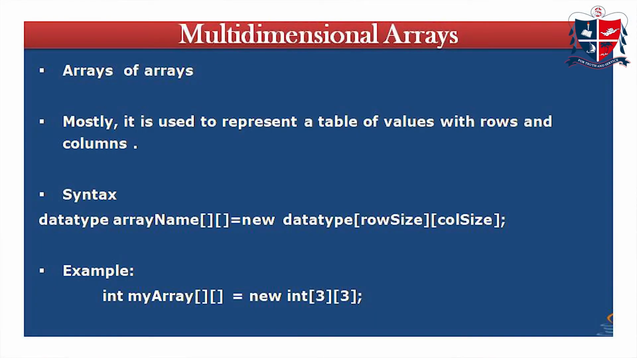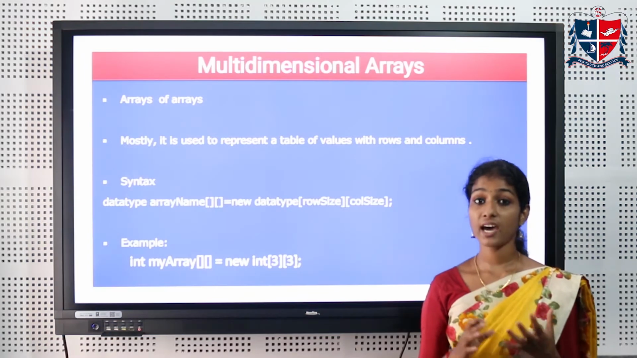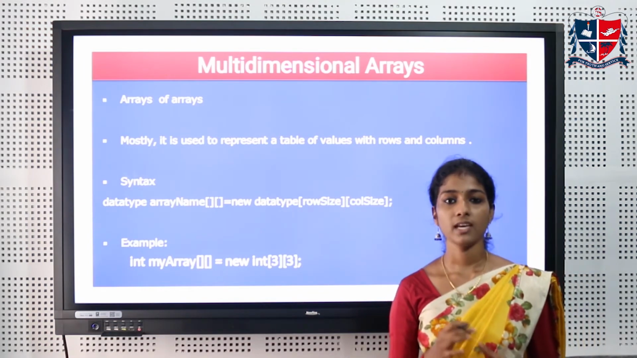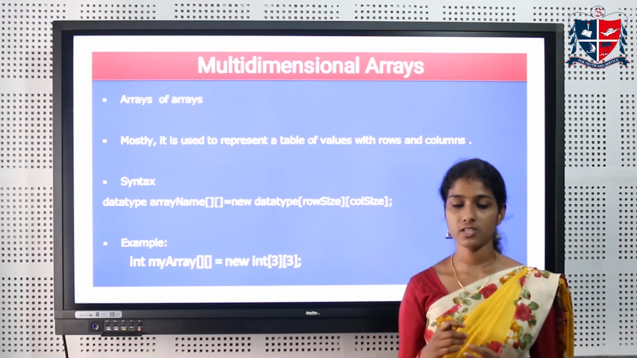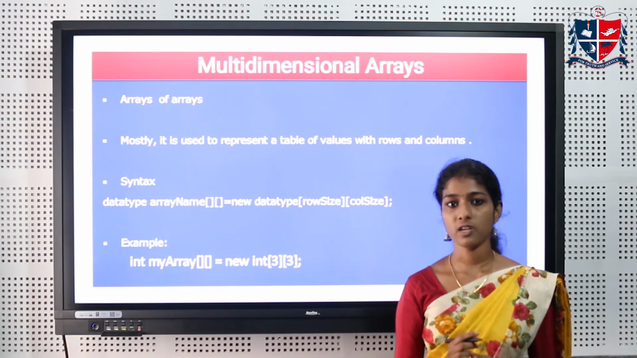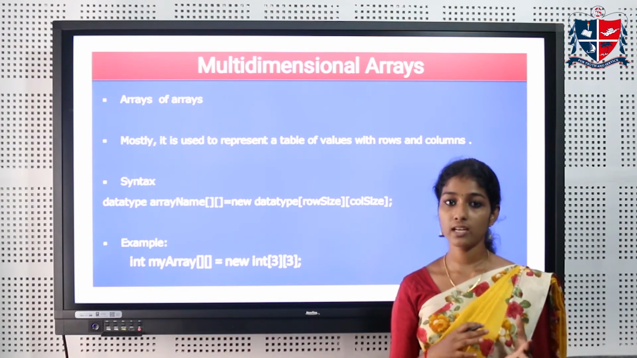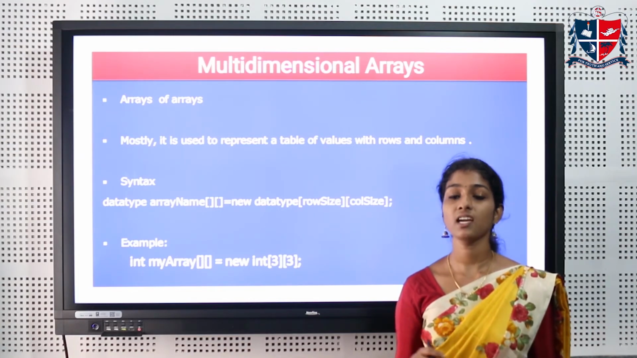Next, multidimensional array. A multidimensional array can be defined as an array of arrays. In the case of a one-dimensional array, the elements are stored in a single dimension. But in the case of a two-dimensional array, the elements are stored in rows and columns, like a table.